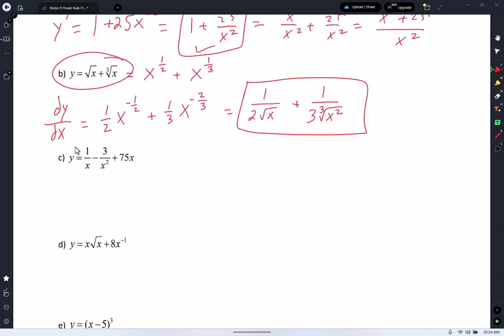I'm going to rewrite this. Notice I'm just rewriting it, guys. X to the negative 1 minus 3x to the negative 2 plus 75x. Have I tricked anyone? Is anyone super confused?